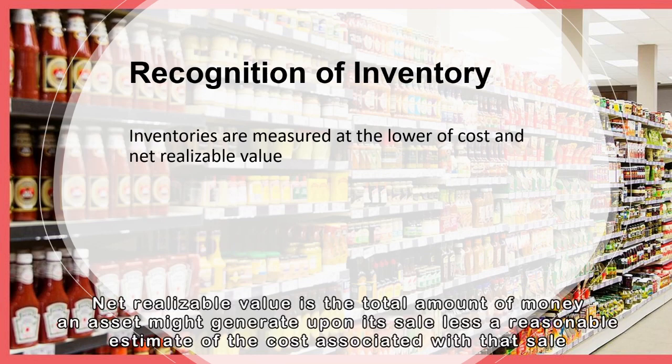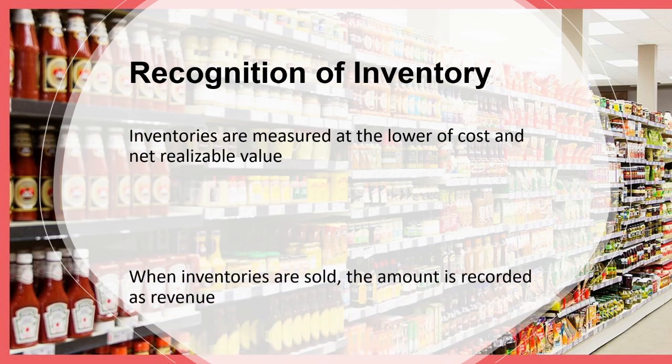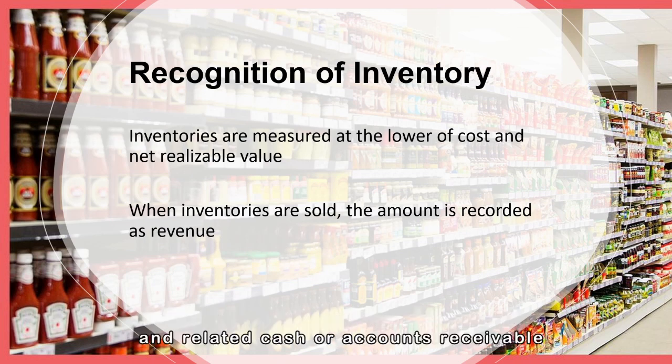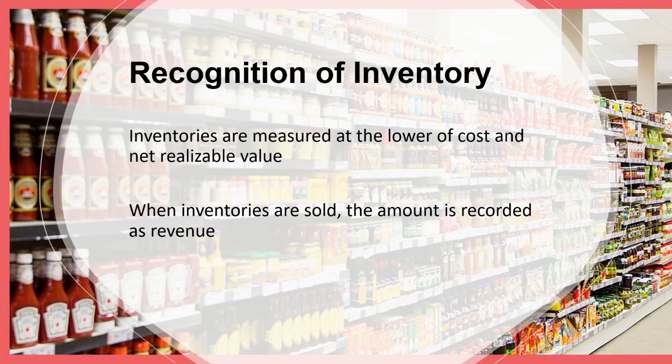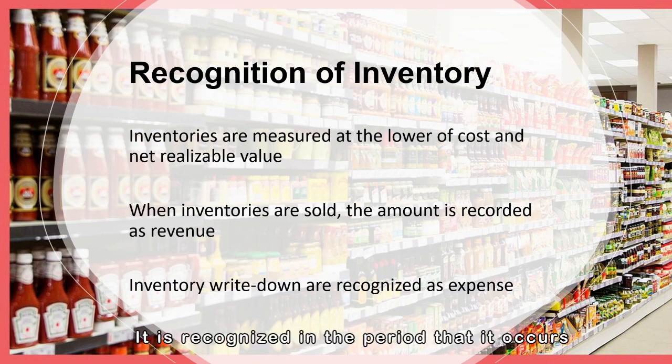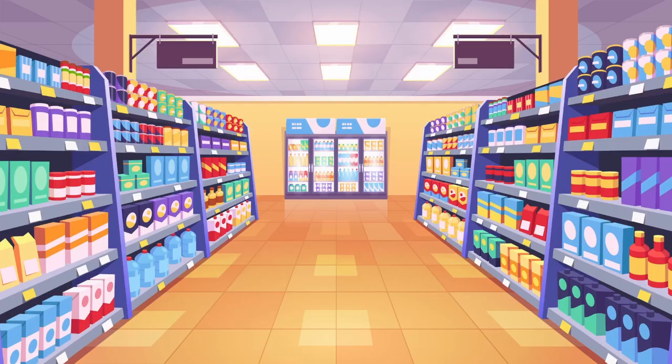Net realizable value is the total amount of money an asset might generate upon its sale, less a reasonable estimate of the costs associated with that sale. When inventories are sold, the amount is recognized as revenue and related cash or accounts receivable. Inventory write-downs are recognized as expense. It is recognized in the period that it occurs.